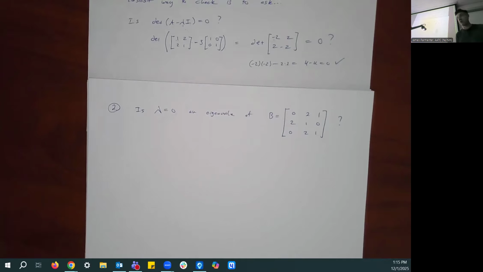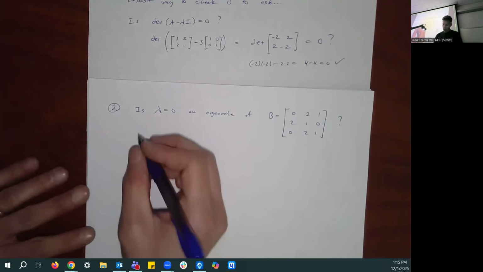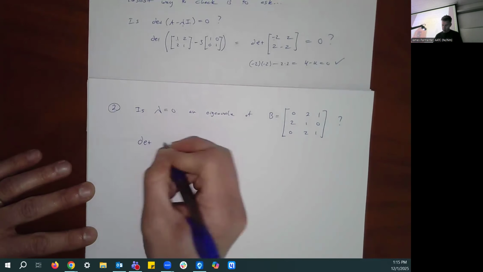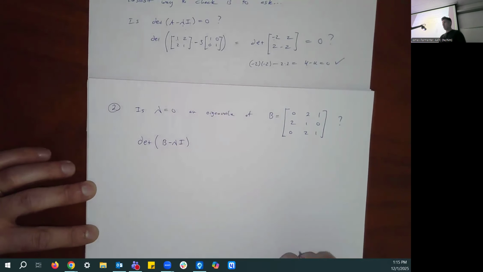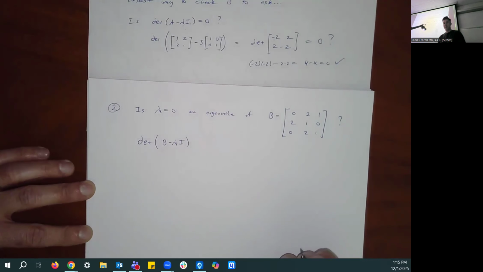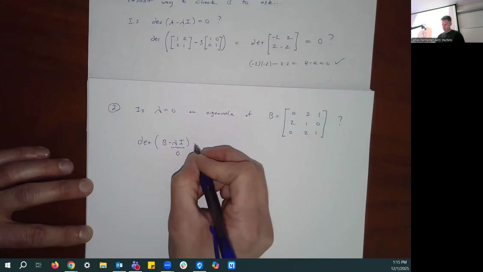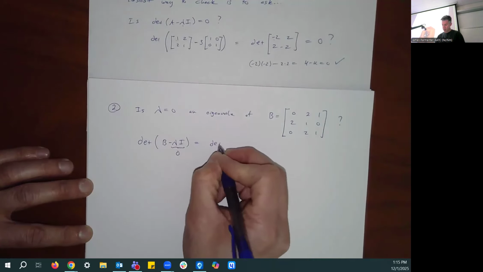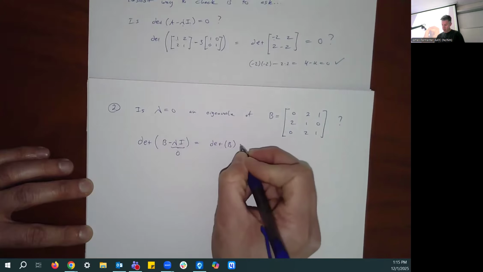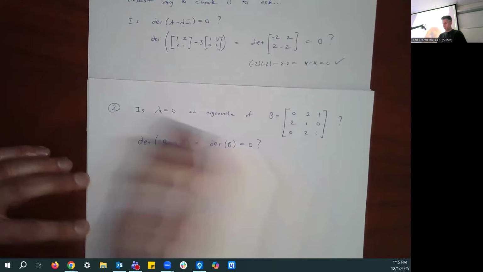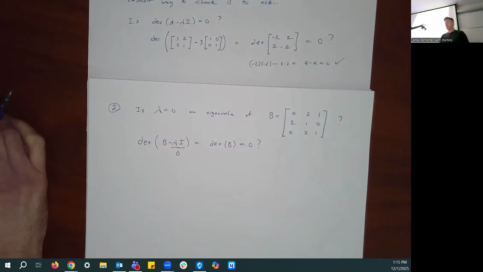Sometimes it's really, really challenging to find the eigenvalues. We shouldn't be trying to find the eigenvalues here. I don't care what the other two are. I just care, is 0 one of them? So we're going to check. I'm going to look at the determinant of my matrix minus lambda times I. In this case, lambda is 0, so lambda times I is just the 0 matrix. So really, I'm just looking at the determinant of my matrix B, and I'm asking the question, is this equal to 0? Let's find out.